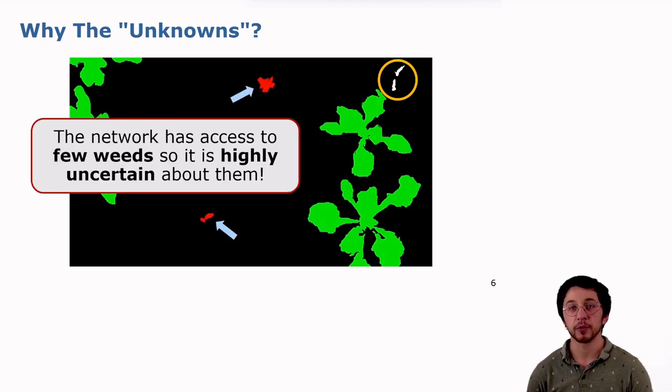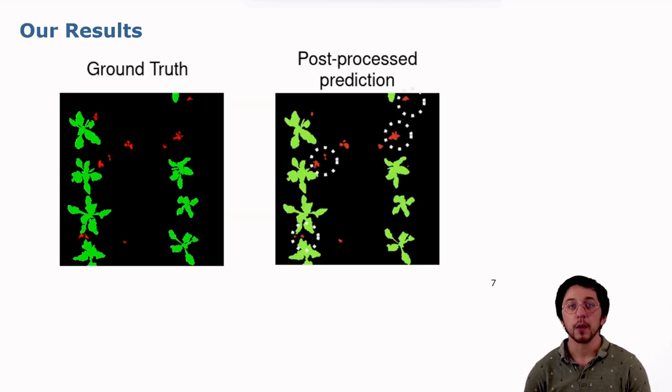Now, this exposed the network to very few labels for the weeds, which makes it highly uncertain about its prediction about weeds. And this is what we use to actually polish our results. After training the network on our labels, we obtain some predictions that we can correct using its uncertainty. In this case, we show in the white dotted circles some mistakes that we were making and that were corrected using the uncertainty of the network.